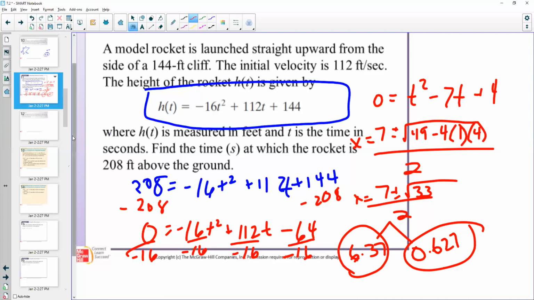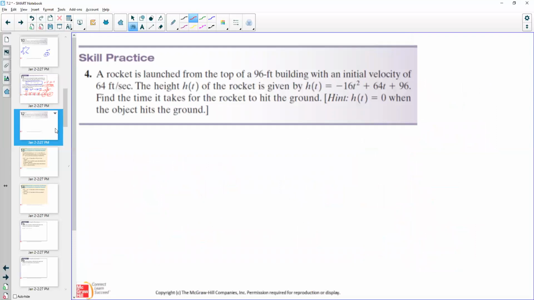All right. So here's the second problem that is very similar. In this case, how long does it take the object to hit the ground? It should be about 5.165 seconds. See if you can figure it out.